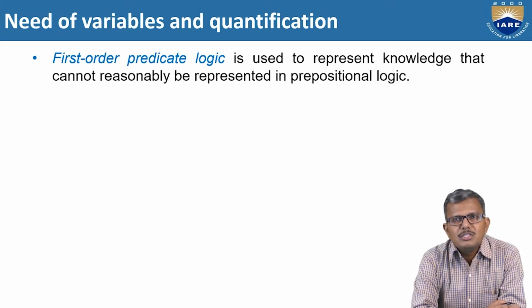Okay, so first order logic, or first order predicate logic, is used to represent knowledge that cannot reasonably be represented in propositional logic. What is not possible in propositional logic, with the help of predicate logic we can do.